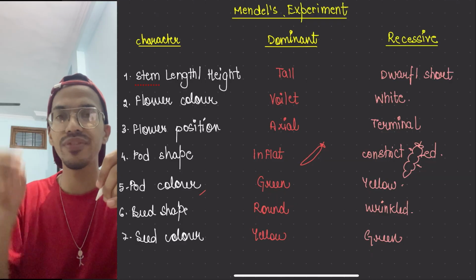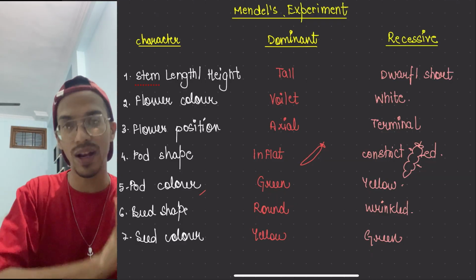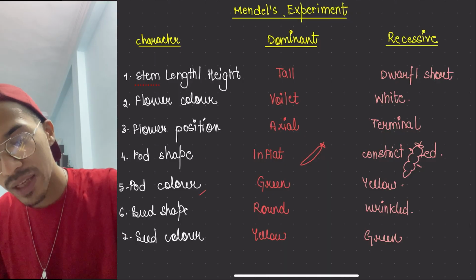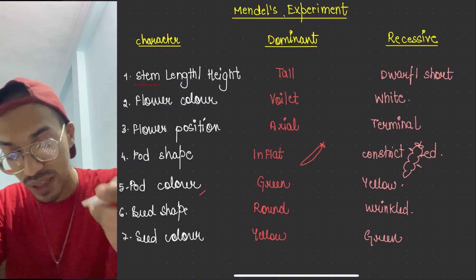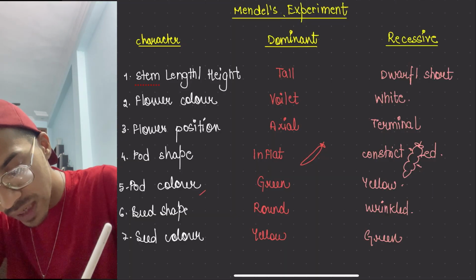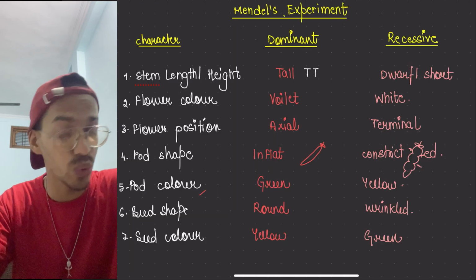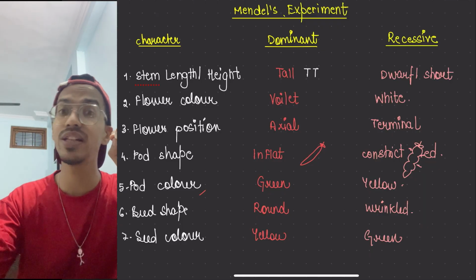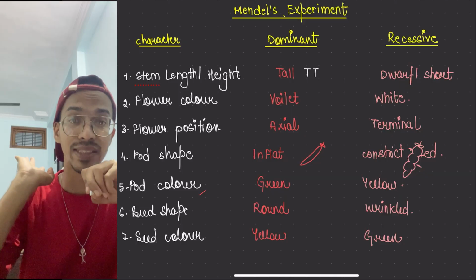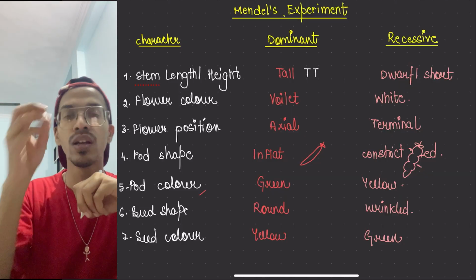For dominant we use a capital letter, and for recessive a small letter. Since the pea plant is diploid, it has two alleles for one gene. So tall will have a first allele and a second allele, and since it is homozygous, true lines, it will be represented as capital T, capital T. Now you understand why we write two capital T's: because they are diploid organisms and both the genes are the same.